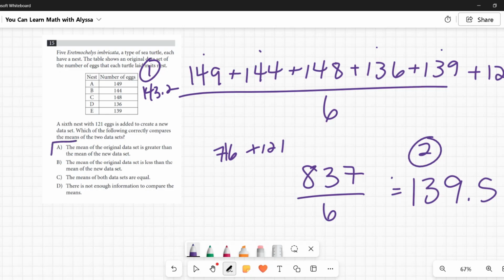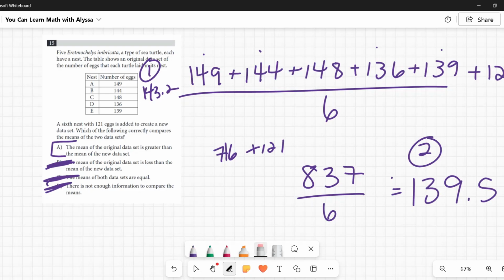That is accurate. I think A might be our answer, but let's look at the others just to be sure. B says the mean of the original data set is less than the mean of the new data set. Nope, that's not true. 143.2 is not less than 139.5. That one's out. C, the means of both data sets are equal. No, that's not true. And D, there is not enough information to compare the means. That's not true either. So A is our answer.